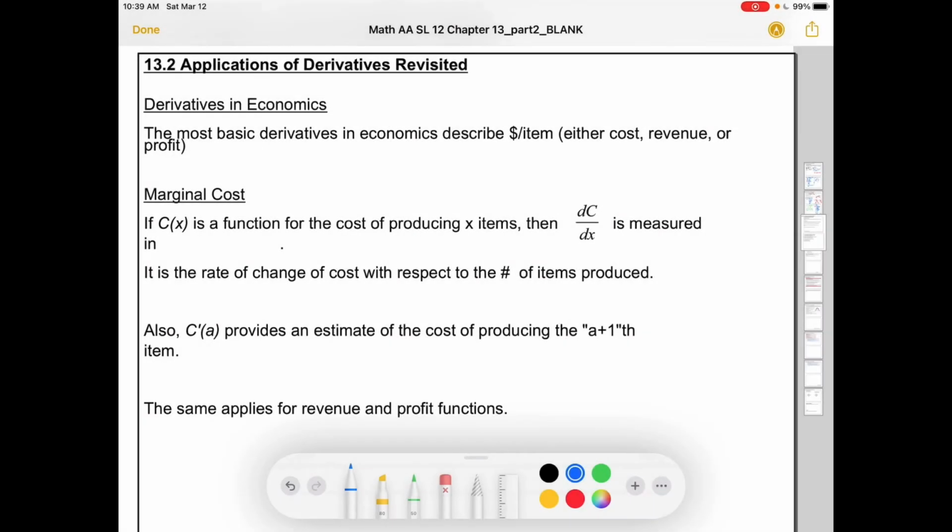Hi folks, welcome to this video where we recap some applications of derivatives and maybe introduce one other one. So in economics, the most basic derivatives describe dollars per item, either cost, revenue, or profit.